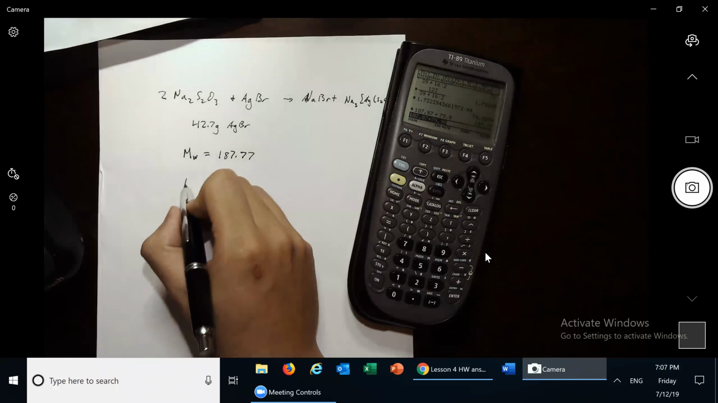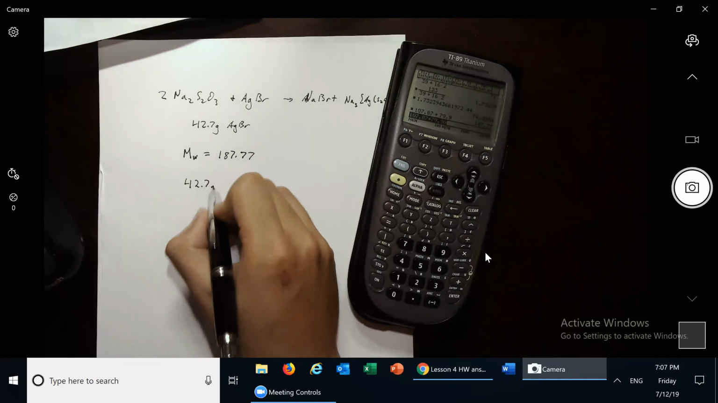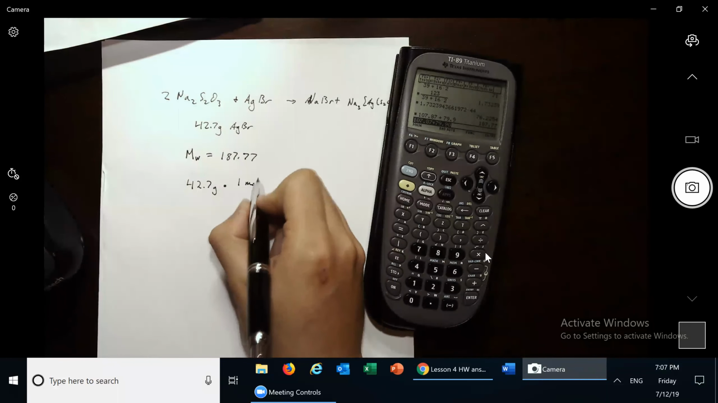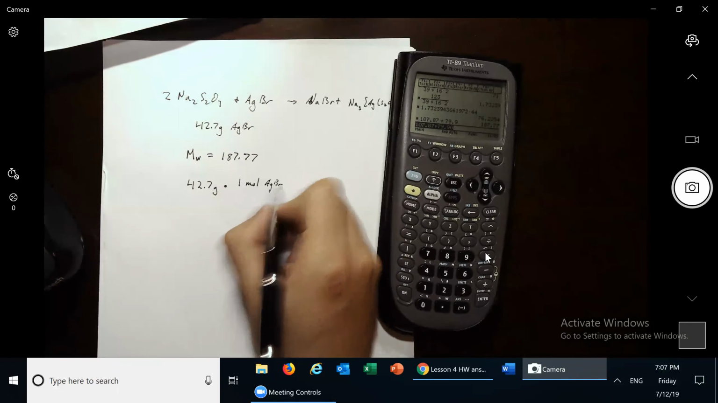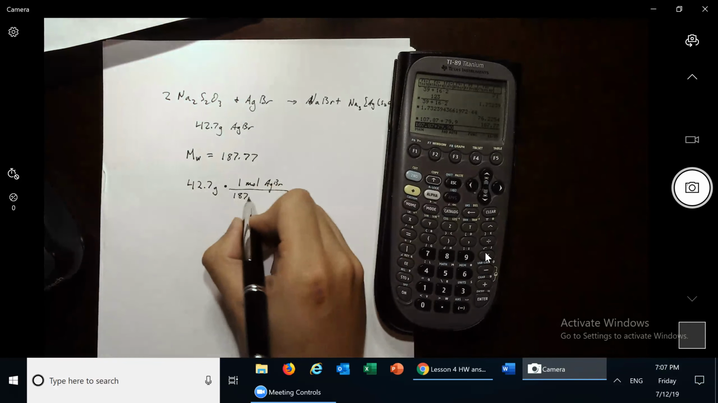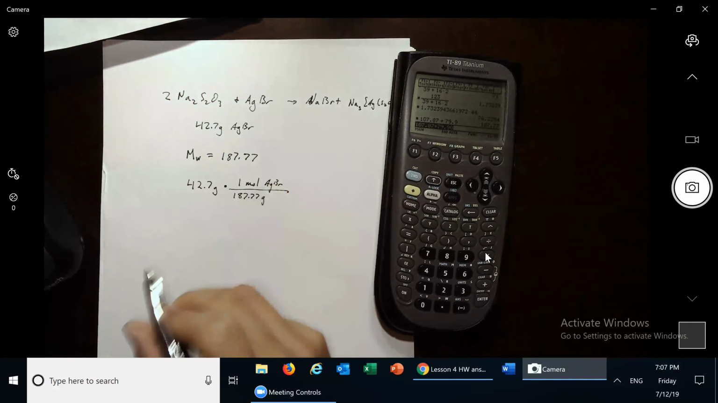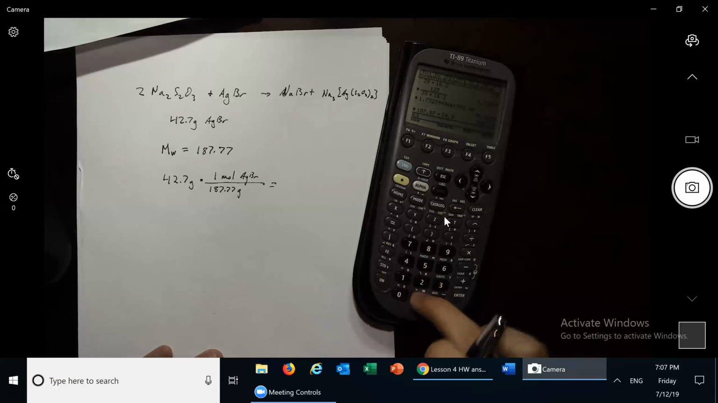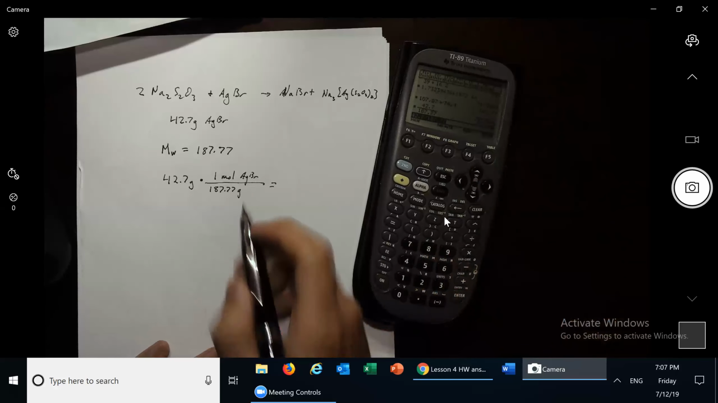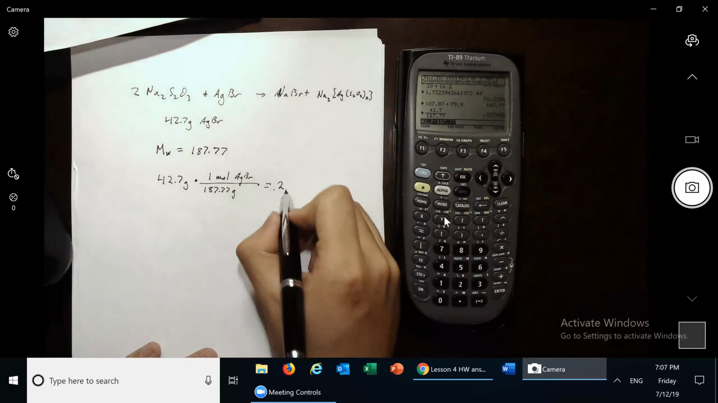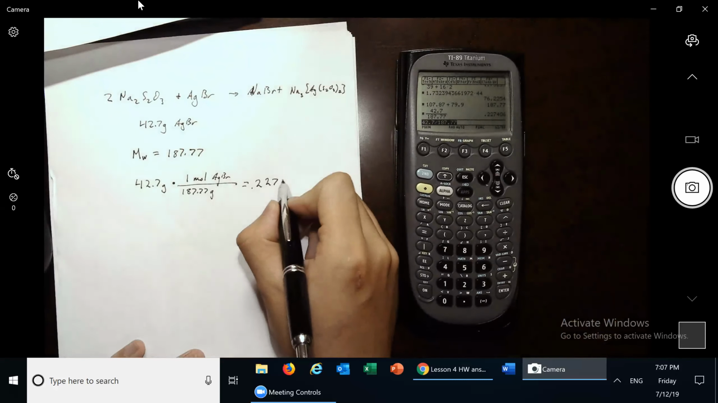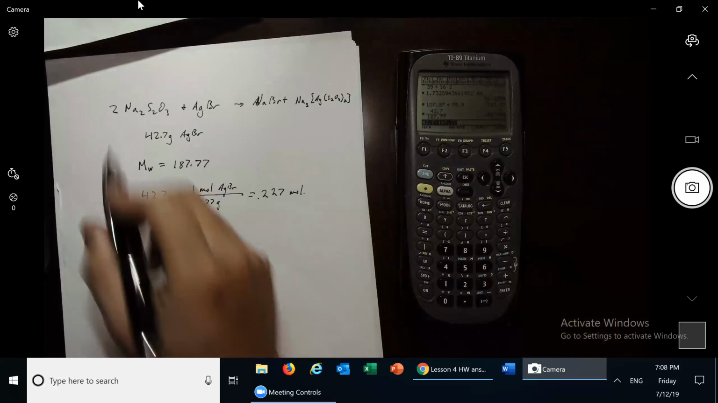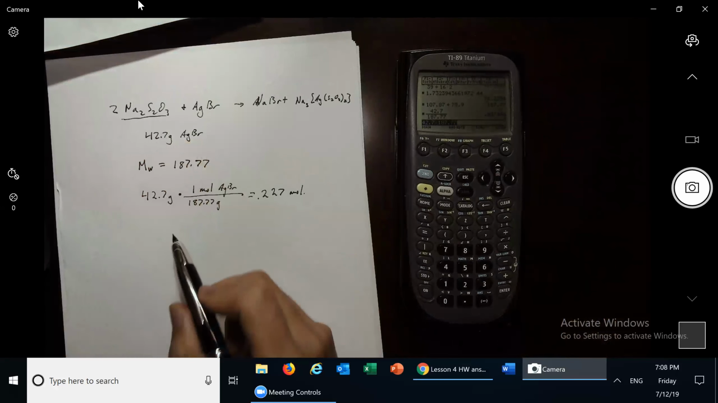To do that, you can do 42.7 grams times 1 mole over 187.77 grams. Right? So then this equals 0.227 moles. Okay? So now we need to figure out how many moles of sodium thiosulfate we need.